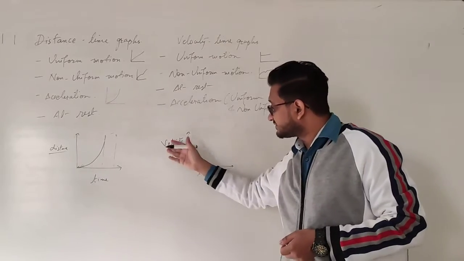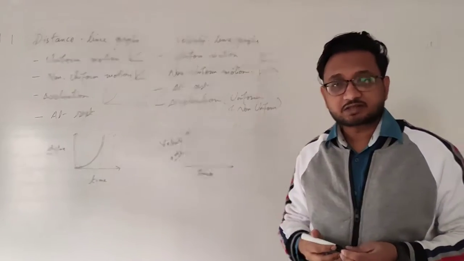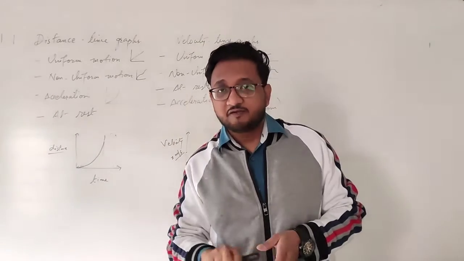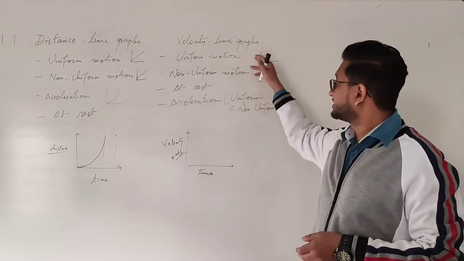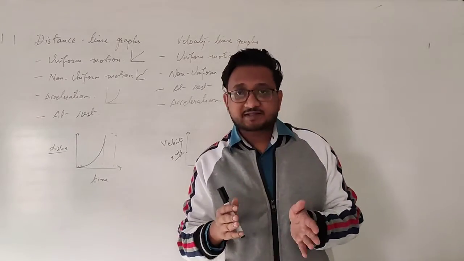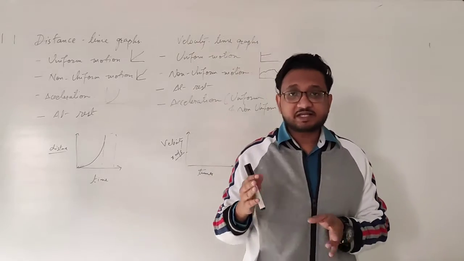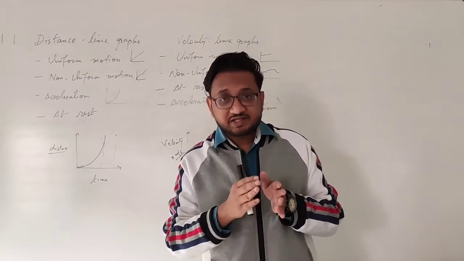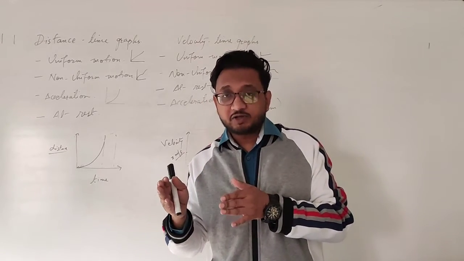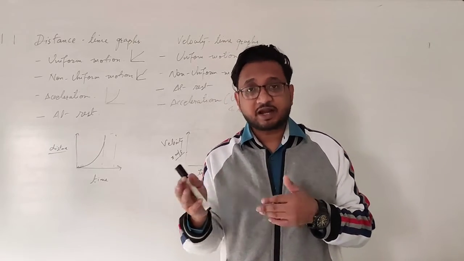But because this is a velocity time graph and acceleration is related to velocity, we have two options for the velocity time graph. Either the acceleration is uniform or non-uniform. That means the velocity is increasing, but is it increasing uniformly or is it increasing randomly?